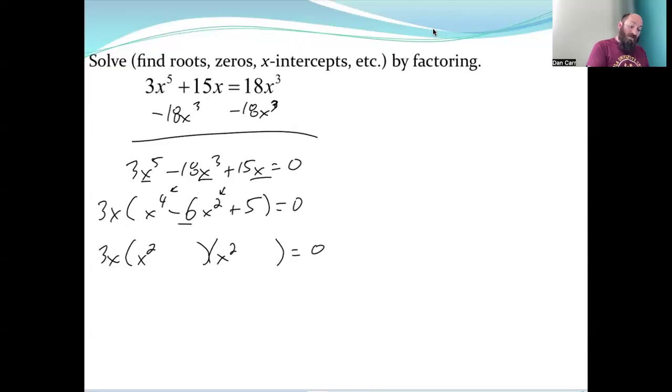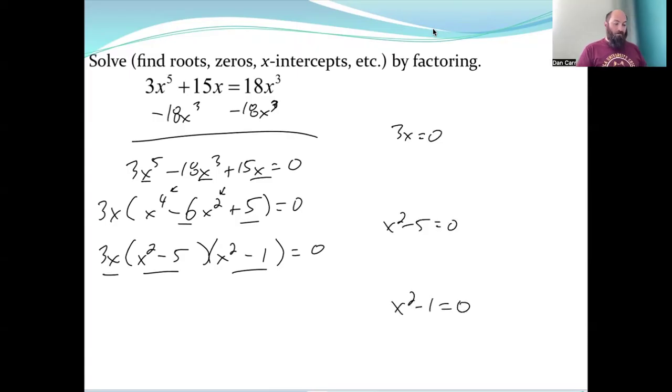If I multiply this, I multiply to a positive 5 and I have a negative 6 in the middle, that's going to be a minus 5 and a minus 1. From there, I can separate each of these through zero product property because I have 3 things that multiply to 0. So that's going to be 3x equal to 0, x squared minus 5 equals 0, and x squared minus 1 equals 0.